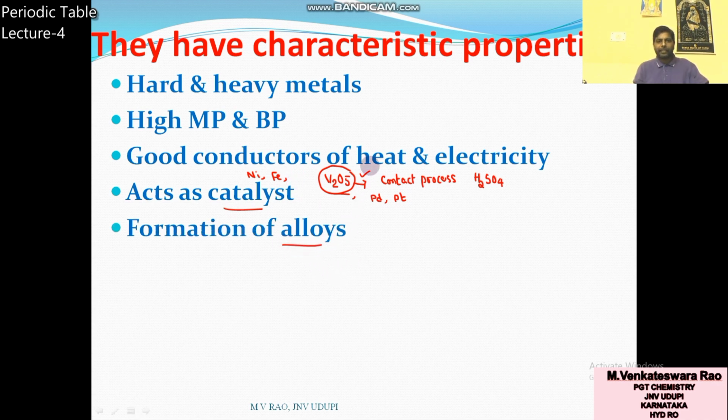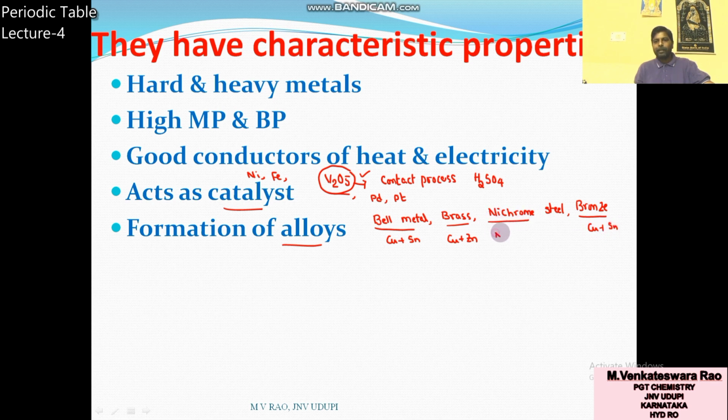Formation of alloys. Transition elements form alloys more easily. You can see bell metal is an alloy. Brass, nichrome steel. So these are some examples. Even bronze. Bell metal, copper plus tin. Brass, copper plus zinc. Bronze, copper plus tin.